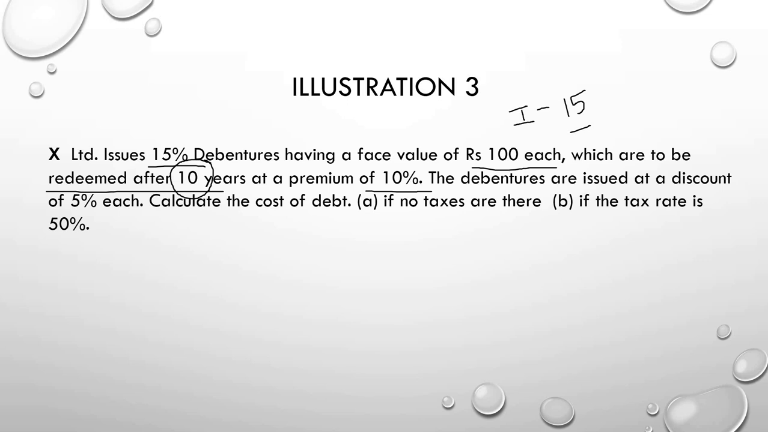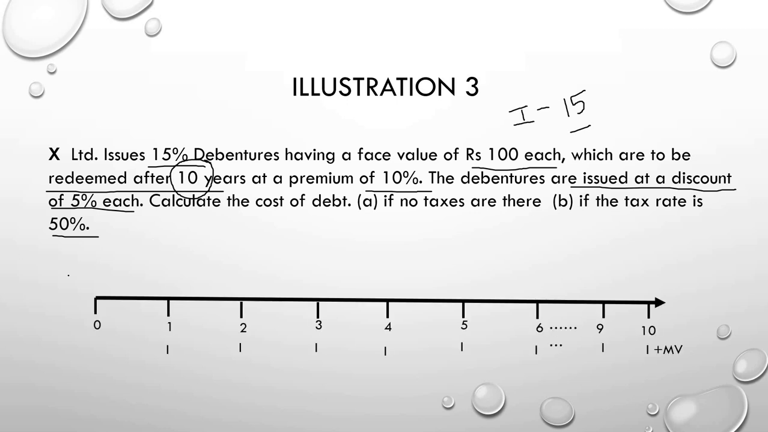The third thing to remember is at what price the company has issued the debentures. The company has issued the debenture at a discount of 5%, which means instead of 100, the company is giving a discount of 5%, so the company is getting 95 rupees. And your tax rate is 50%. That means the government is charging 50% tax, or you can say if the company is issuing the debentures, the company is getting a 50% tax shield.